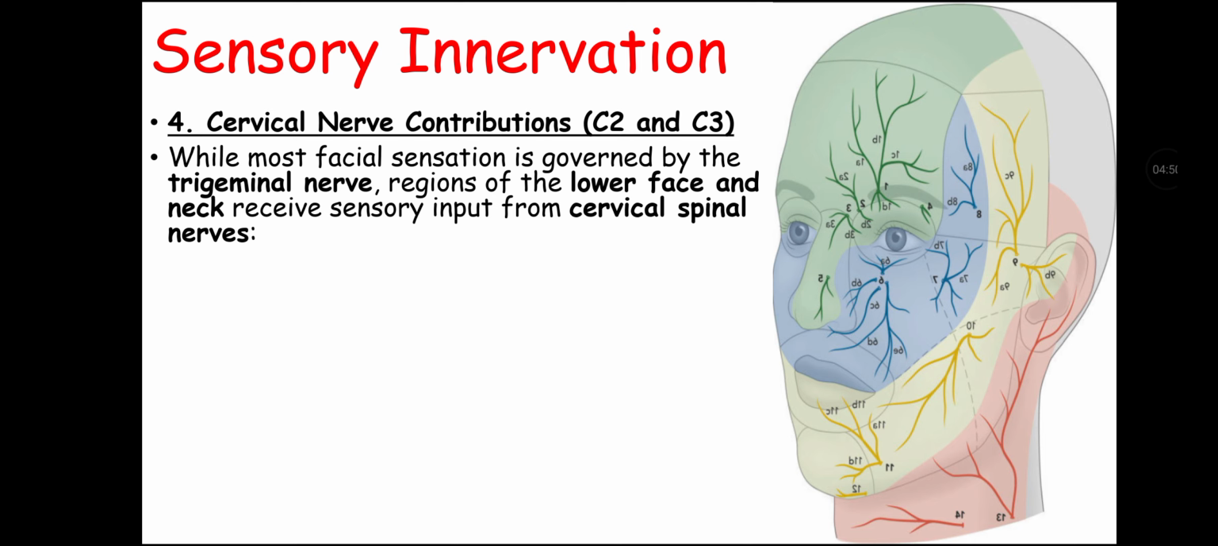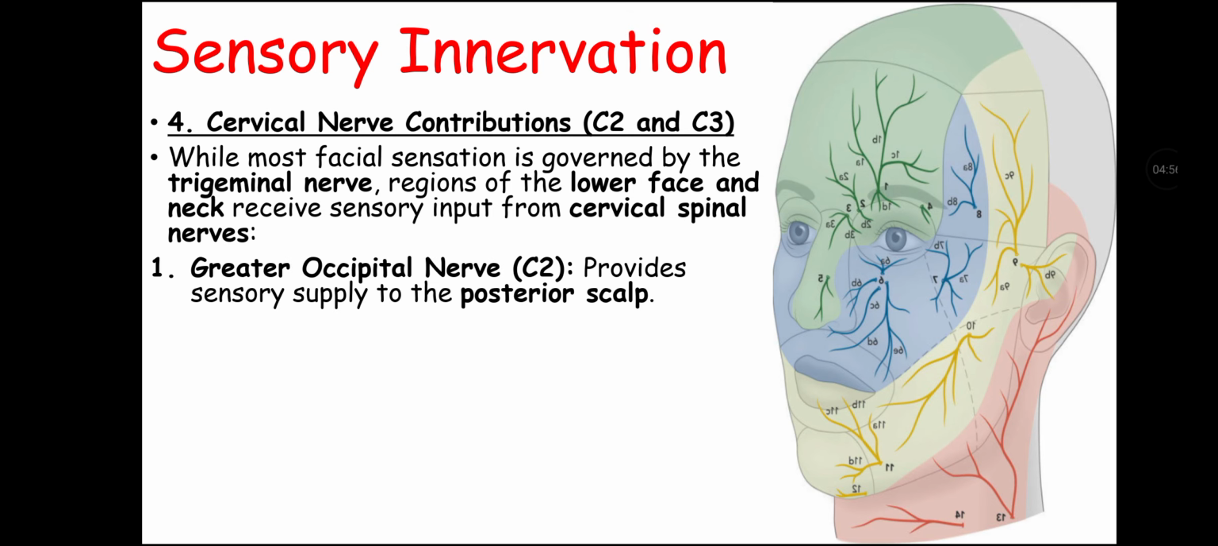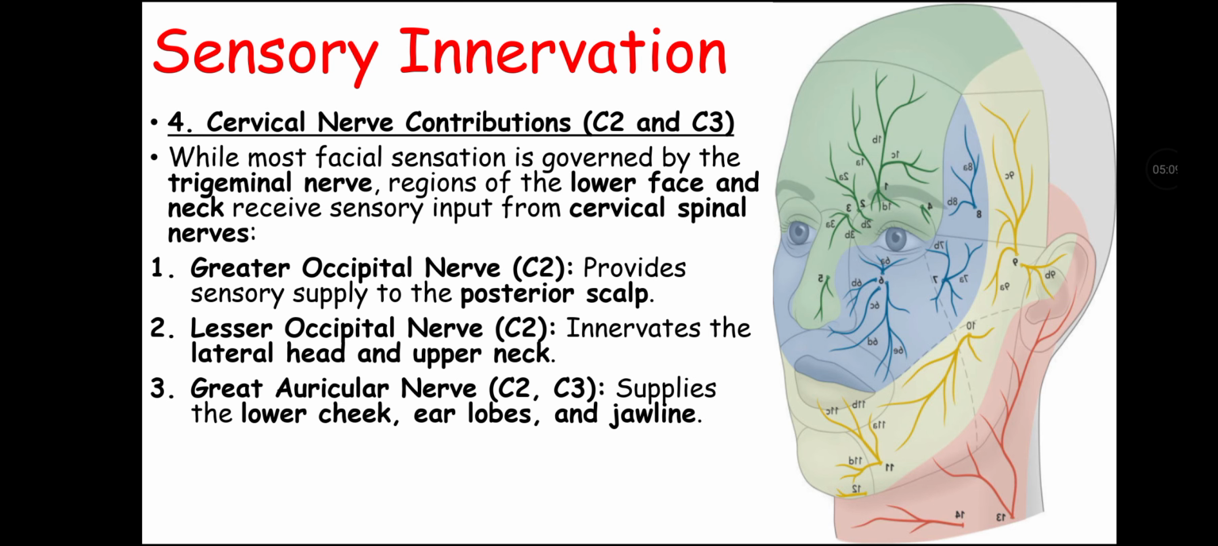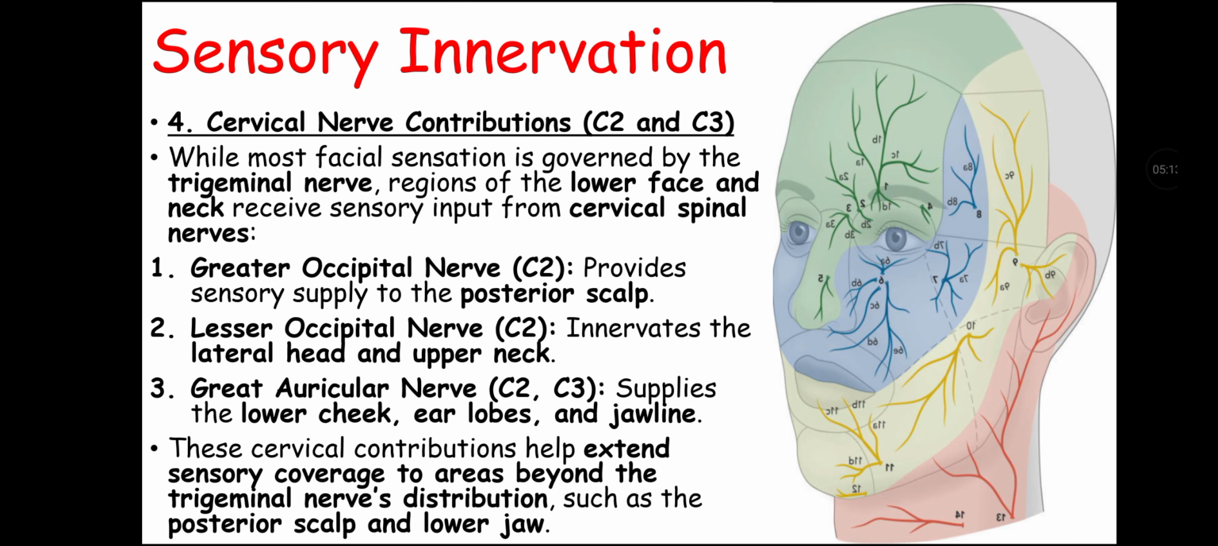While most facial sensation is governed by the trigeminal nerve, regions of the lower face and neck receive sensory input from cervical spinal nerves, and these include the greater occipital nerve that provides sensory supply to the posterior scalp. The lesser occipital nerve, that is also a branch of C2, innervates the lateral head and upper neck. Then the greater auricular nerve supplies the lower cheek, ear lobes, and jawline.